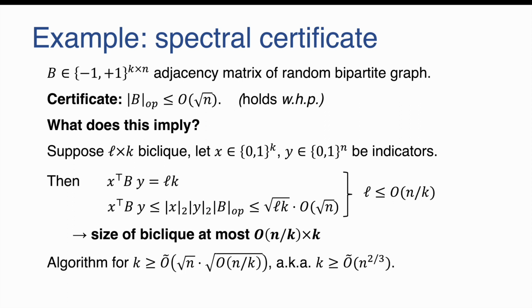So if you look at what algorithm this gives us, this gives you an algorithm when k is at least root n times root L. So when k is at least root n times root n over k. If you simplify everything, you get that this works when k is at least n to the 2/3 times some log factors. And it's really interesting that this matches, up to log factors, the previous results. Even though the previous results were not about spectral certificates and not about bicliques, it turns out that the spectral certificate matches their power.